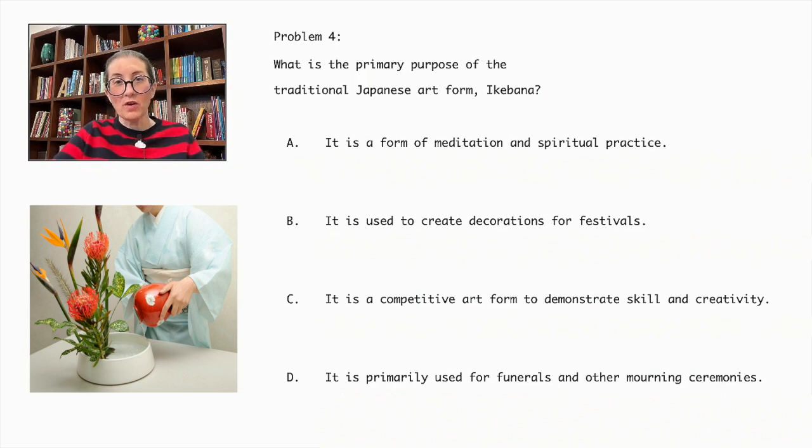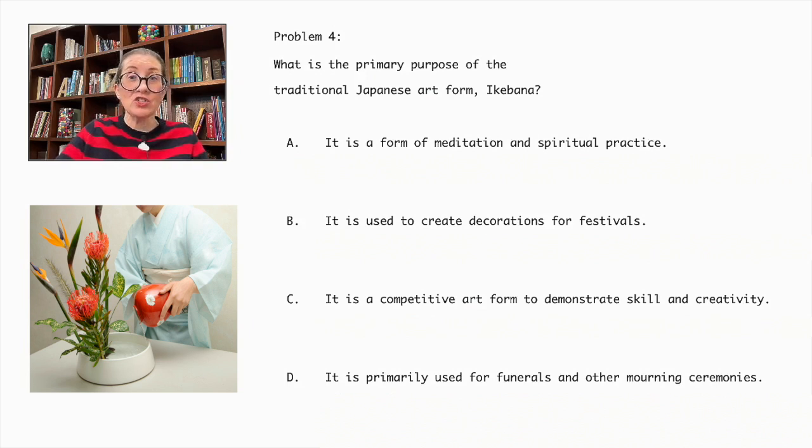Problem number 4. What is the primary purpose of the traditional Japanese art form ikebana? It is a form of meditation and spiritual practice. It is used to create decorations for festivals. It is a competitive art form to demonstrate skill and creativity, or it is primarily used for funerals and other mourning ceremonies.